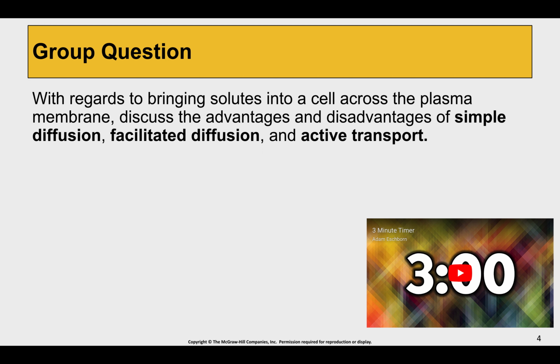What about facilitated diffusion? What's an advantage of facilitated diffusion? Yeah, Maddie has it here. Bigger molecules. Anything else? Don't need ATP. What about some disadvantages? You have to make a protein. Yes, have to make a protein, and these molecules have to use the channel. Active transport. What are the advantages of active transport?